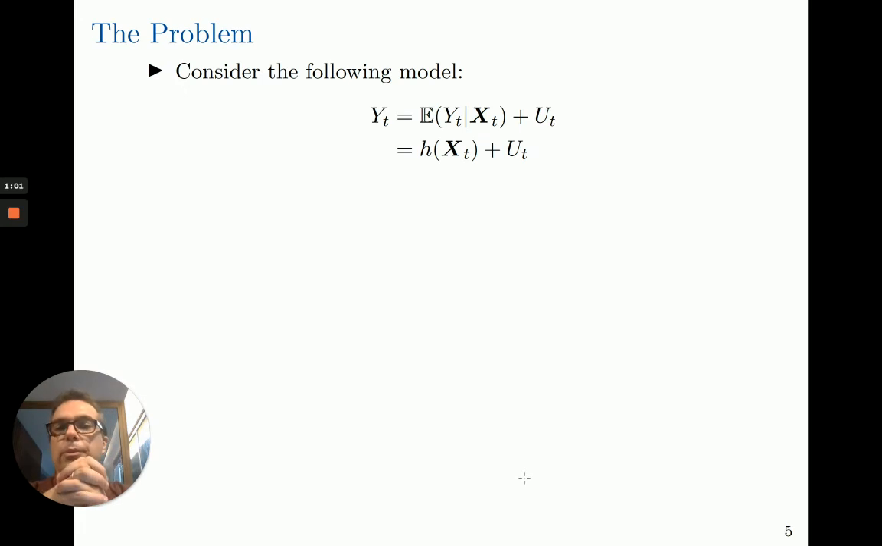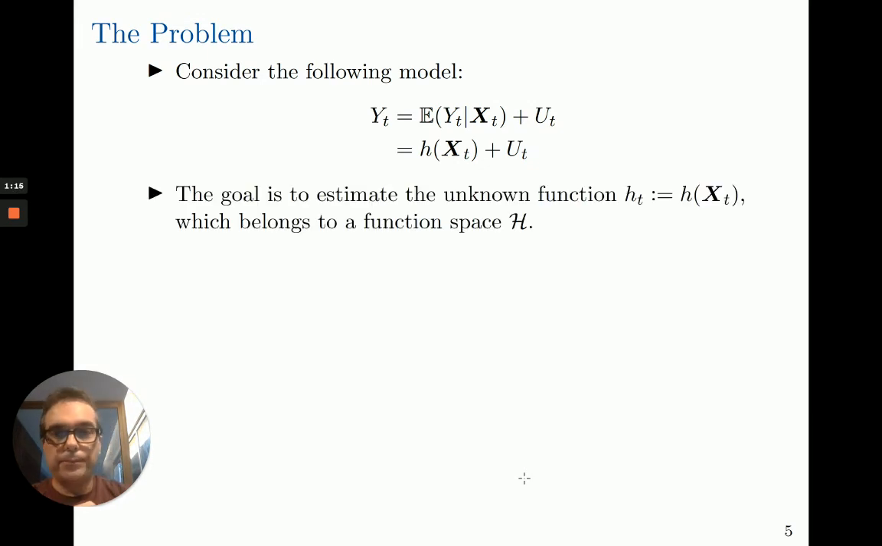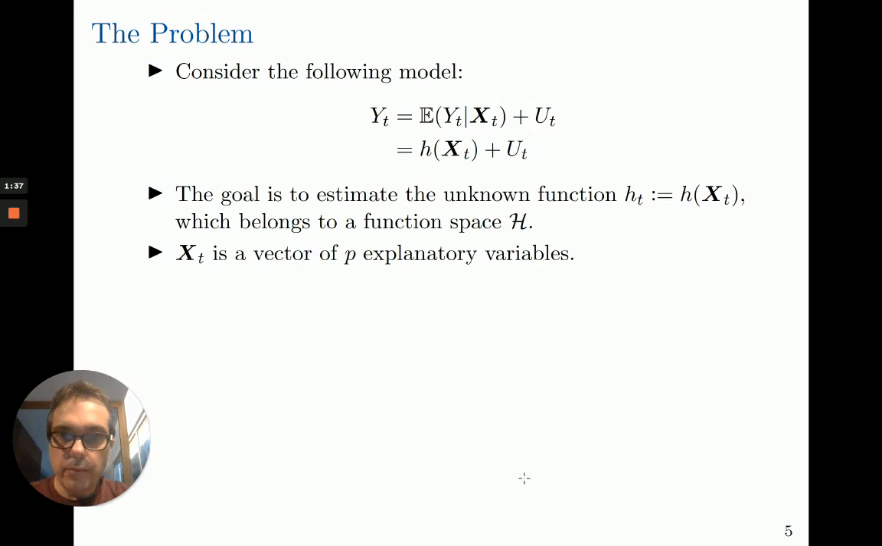So let's recall that, suppose that we want to estimate the conditional expectation of y on x, and we call this conditional expectation a function h, which is unknown, of x. Okay? And our goal is to estimate this function h of x, which belongs to a function space calligraphic H. It's a very general space because we are not imposing any restrictions on the form of h. Okay? And x is a vector of p explanatory variables.